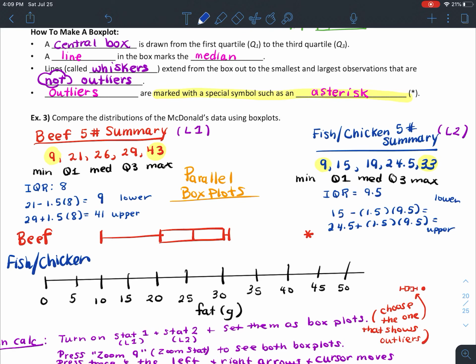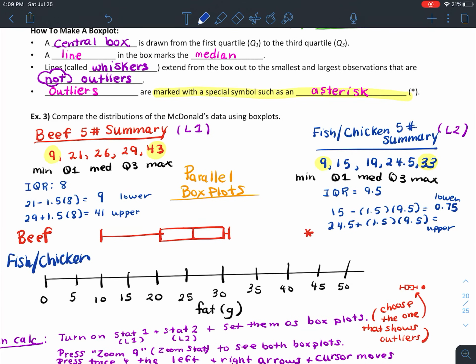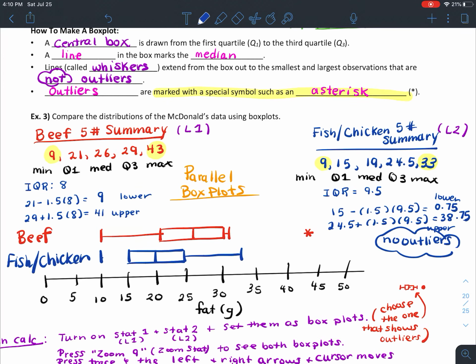Okay, and then I'm going to do the same thing here with fish/chicken. Okay, we have to calculate our lower fence. Our lower fence looks like anything smaller than 0.75. Well, 9 is not smaller than 0.75. And then Q3 plus 1.5 times the interquartile range, anything bigger than 38.75. So it looks like the fish and chicken, there's no outliers. Okay, so when I construct this, right underneath this, I'm going to do 9, 15, 19, 24.5, and 33. Okay, the middle 3 vertical bars make the box, and I extend the whiskers out.